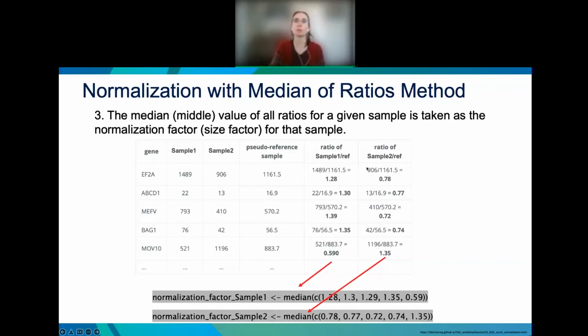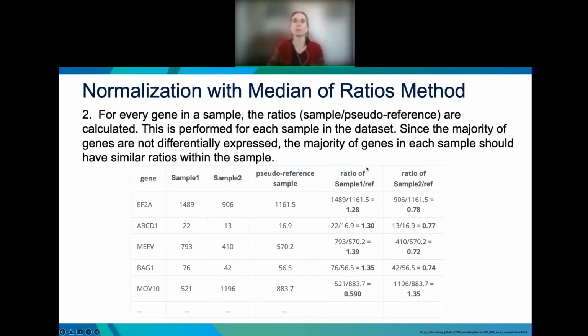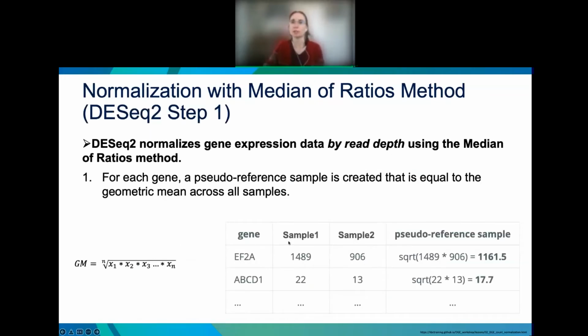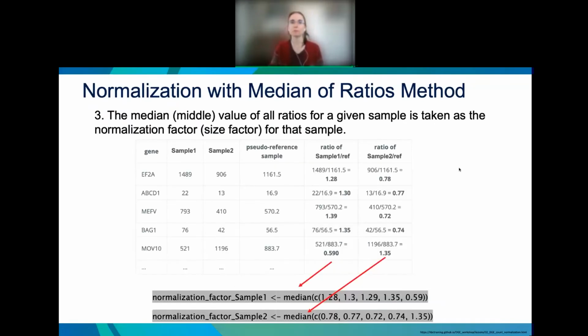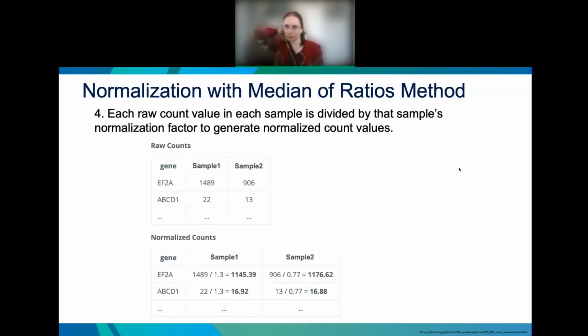The first calculation is performed across the entire data set to get your pseudo-reference sample, to understand the distribution of each gene across the whole data set, to understand the ups and downs based on sequencing depth, and then everything else is calculated within each sample. Does that answer your question?